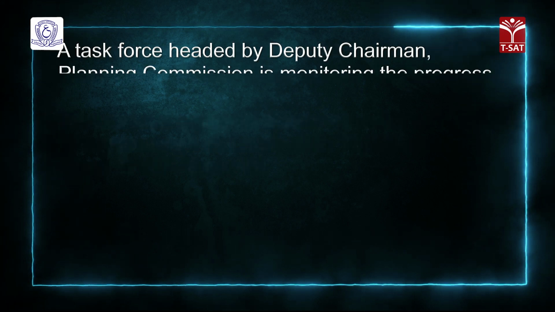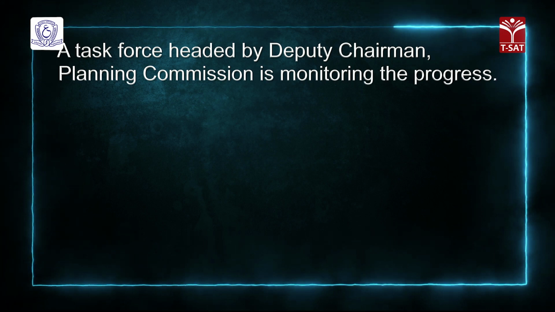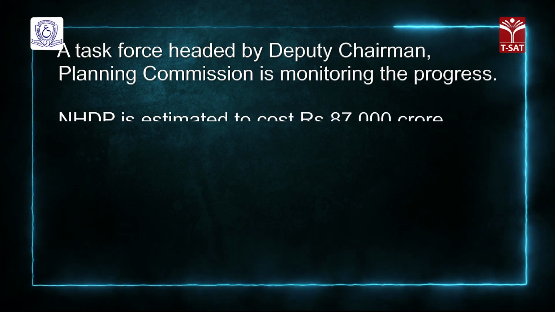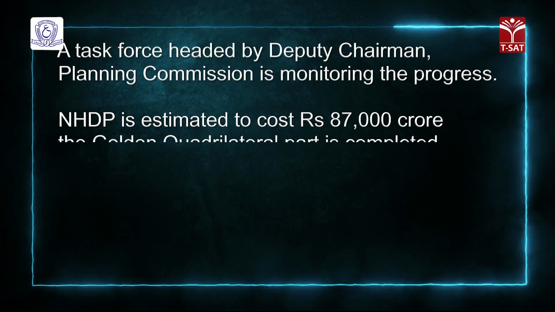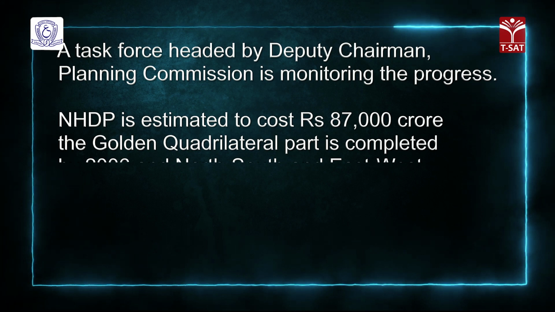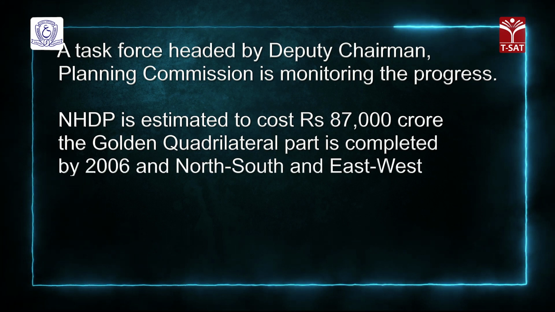A task force headed by the Deputy Chairman of the Planning Commission is monitoring the progress. NHDP is estimated to cost rupees 87,000 crores. The Golden Quadrilateral part is to be completed by 2006 and the North-South and East-West corridors by 2016.